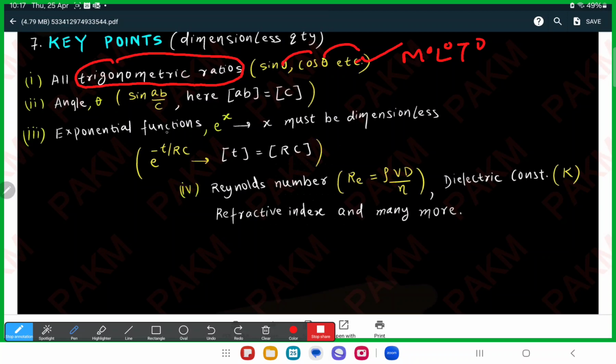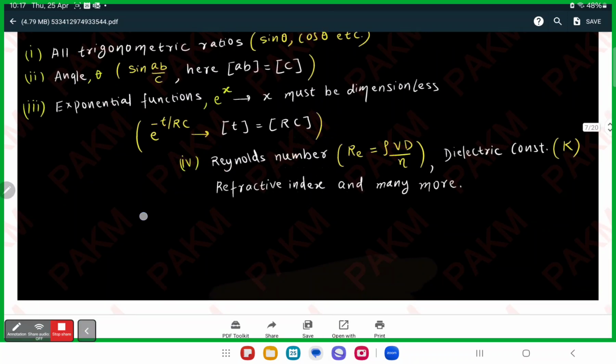Now exponential, for e to the power x, x must be dimensionless. X must be dimensionless. Now Reynolds number rho v d upon eta, dielectric constant k, and refractive index, and many more. So Reynolds number is 1, exponential function, angle, and all trigonometric ratios are dimensionless. This is what this slide has, the main points.